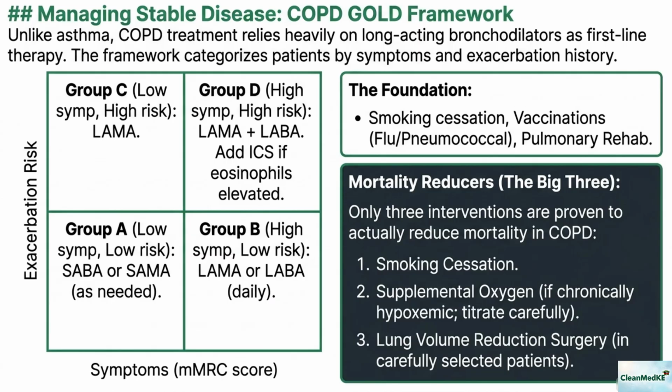For COPD, we use the GOLD framework, which relies on long-acting bronchodilators as first-line therapy. Patients are categorized by symptoms and exacerbation history into groups A through D, with treatment escalating from PRN bronchodilators to daily LAMA or LABA combinations. Importantly, only 3 interventions are proven to actually reduce mortality in COPD: smoking cessation, supplemental oxygen for chronic hypoxemia, and lung volume reduction surgery in selected patients.